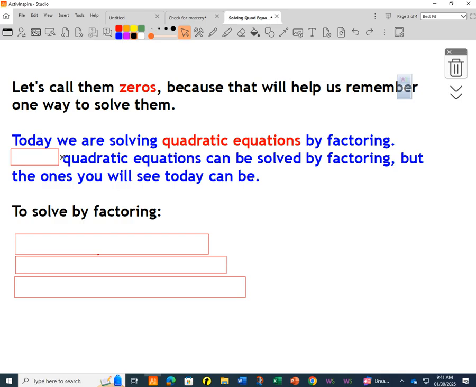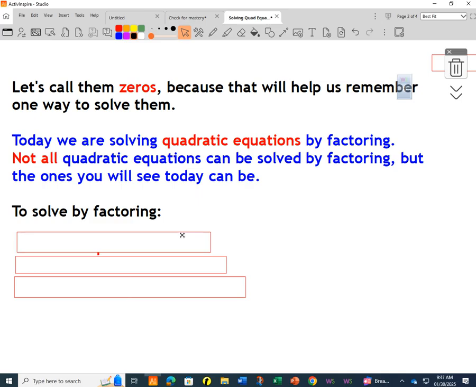It's important to remember that not all quadratic equations can be solved by factoring, but the ones we're going to see today can be, right? If the expression is not factorable, that does not mean it can't be solved. It means we can't solve it by factoring, okay? So there's basically 3 steps to solving a quadratic equation by factoring. In fact, you could solve lots of different kinds of equations by factoring, but today we're only working with quadratic ones.